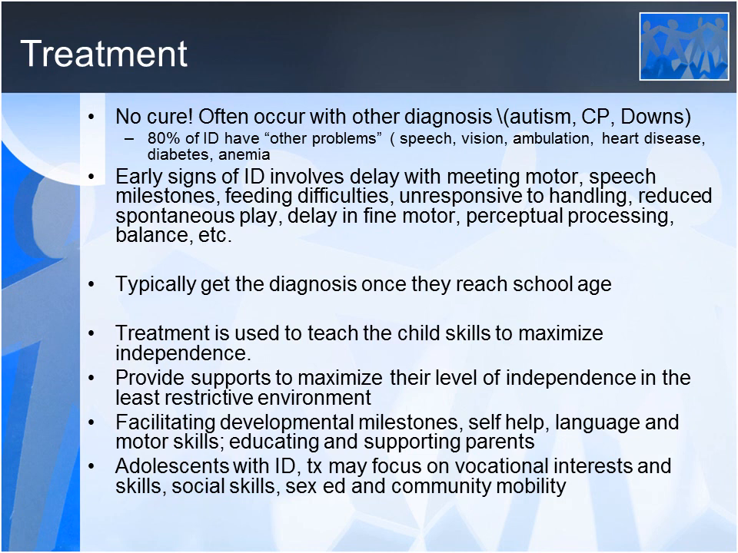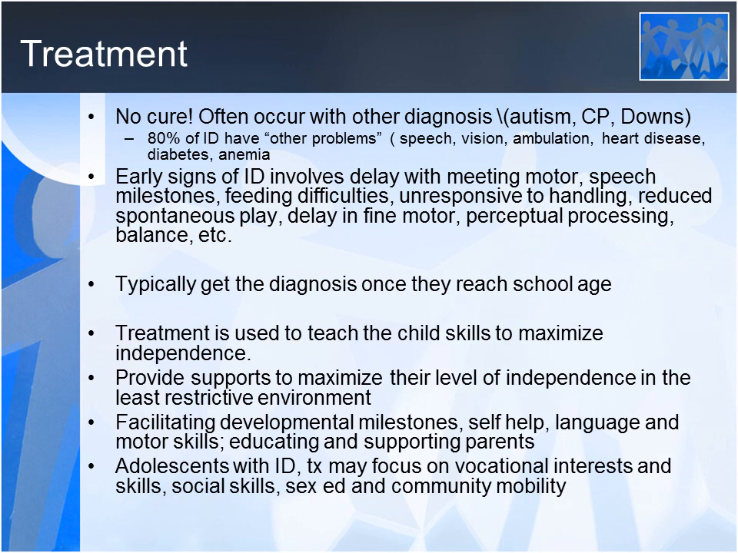Early signs of intellectual disability involve delays with meeting motor milestones, speech milestones, having feeding difficulties, being unresponsive to handling techniques, having a reduced spontaneous play, delay in fine motor skills, delay with perceptual processing and balance, etc. So some of those kids that you see early on with developmental delay, you may be seeing some early signs that they have some intellectual disability. However, typically they don't get diagnosed until they reach school age, and that's because we're looking at those intellectual functioning skills of math, of reading, of being able to learn. Okay, and typically those are occurring around the age of school.